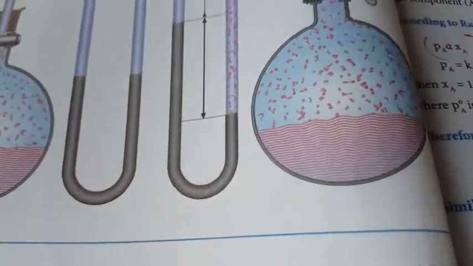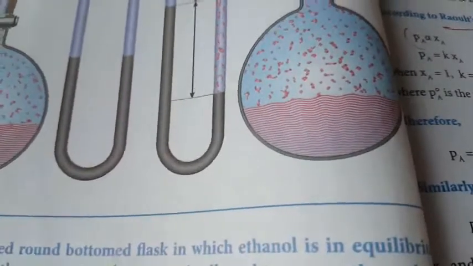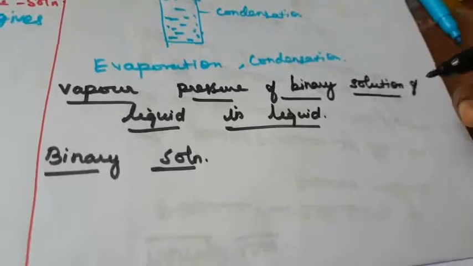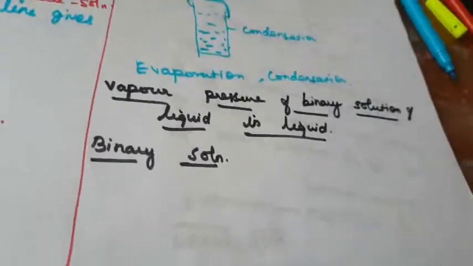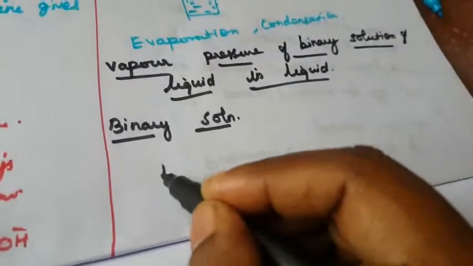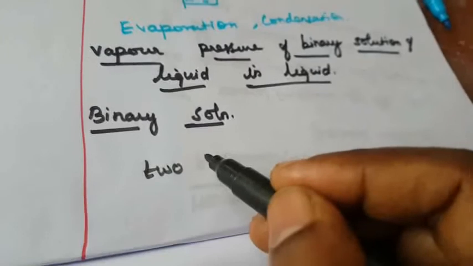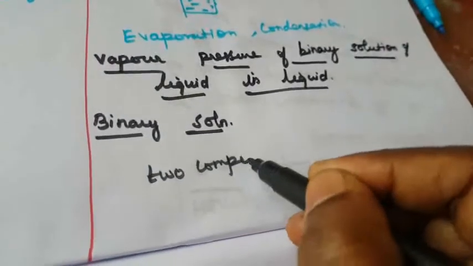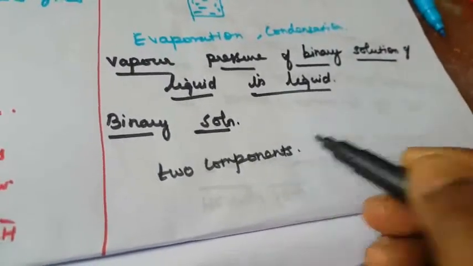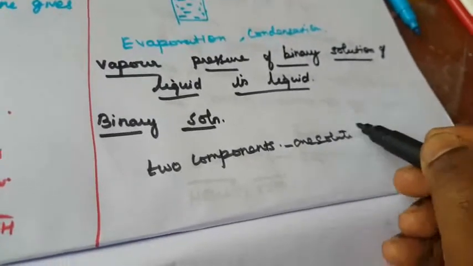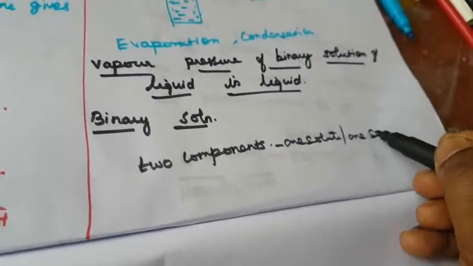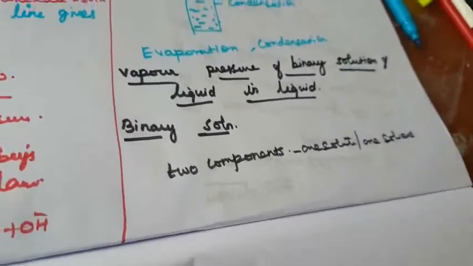So next one is vapor pressure of the liquid in the solution. So next one is vapor pressure of the binary solution, liquid in liquid. What is meant by binary solution? Bi means two. What is meant by binary? The solution which contains two components is called a binary solution. Two components, that is one solute and one solvent. That is called a binary solution.